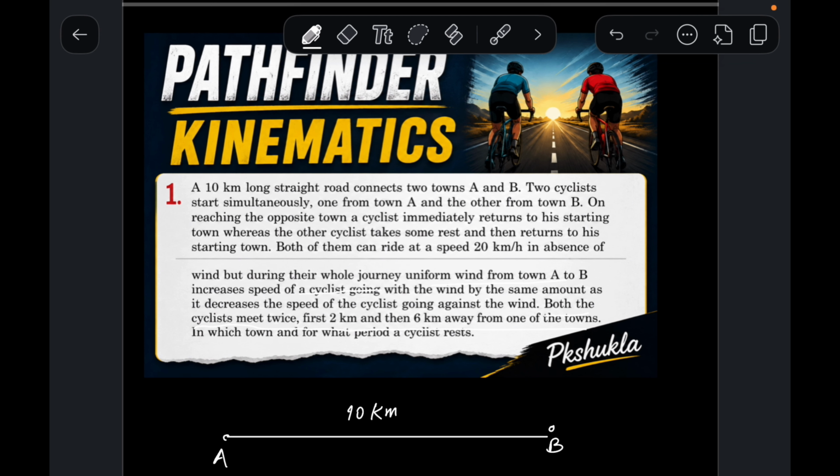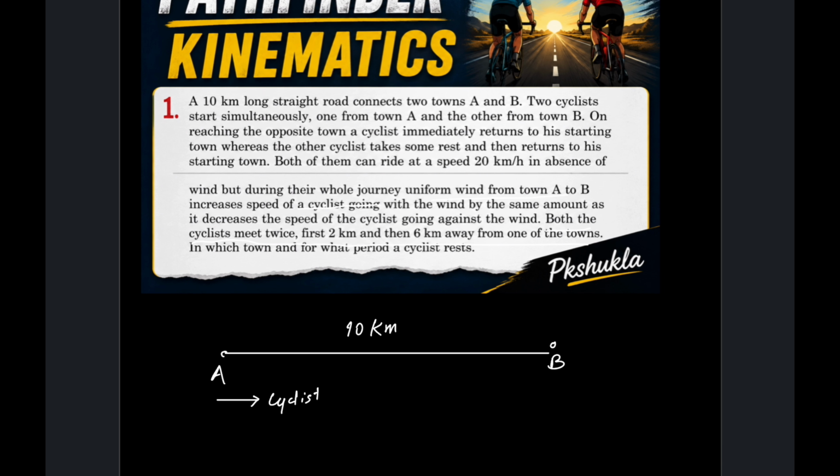So one cyclist is going from town A to B, call it cyclist 1 suppose, and the other cyclist, call it cyclist 2, is going from B to A. On reaching the opposite town, a cyclist immediately returns to his starting town, whereas the other cyclist takes some rest and then returns to his starting town. So one of these two cyclists, on reaching the other town, takes some rest and then comes back.